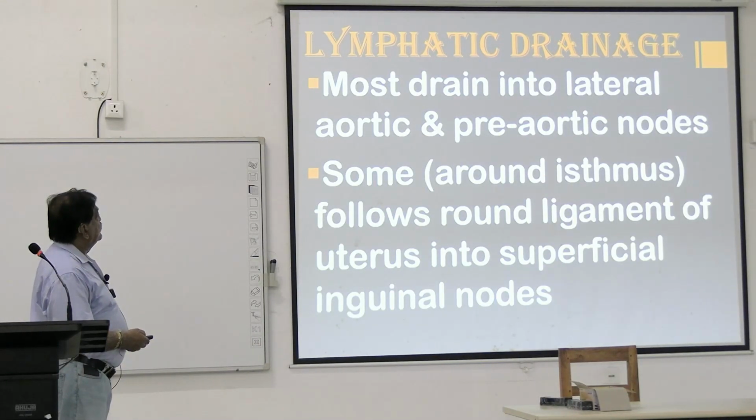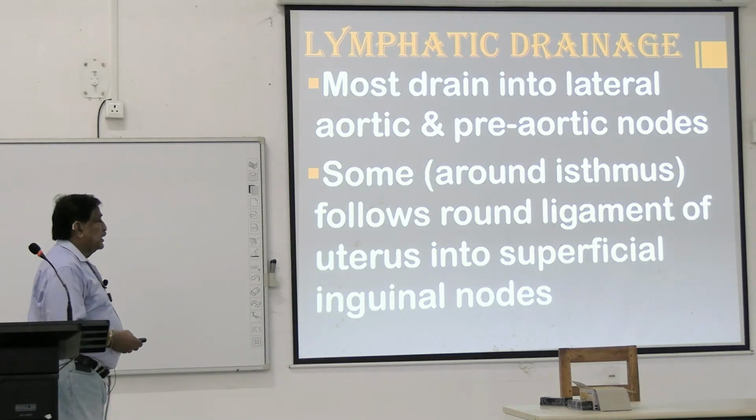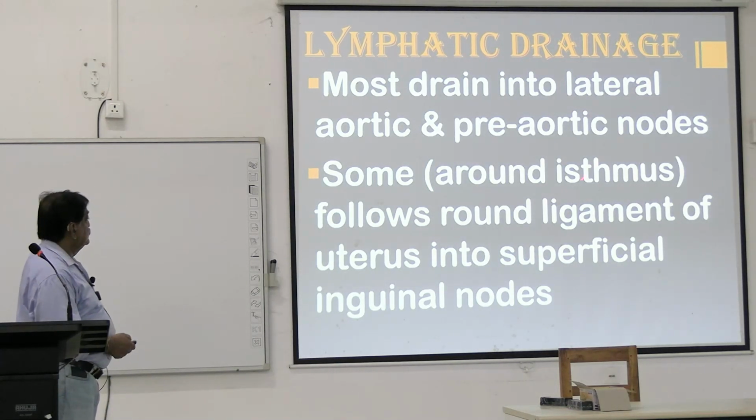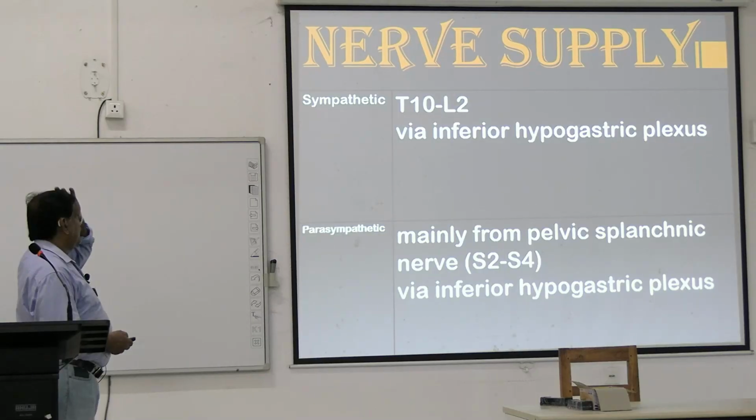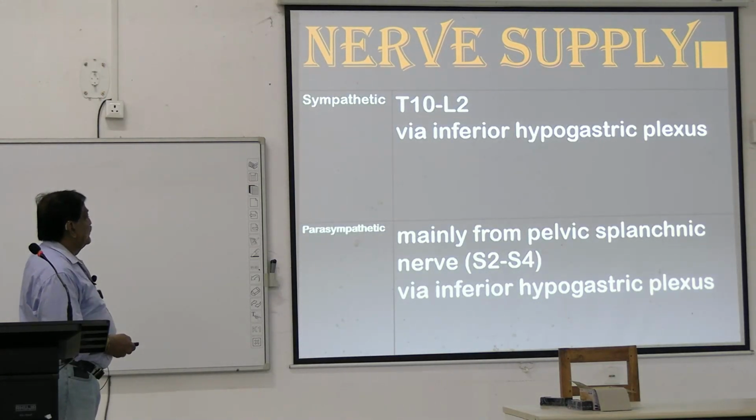Lymphatic drainage: drains into the lateral aortic and pre-aortic nodes, some around the isthmus follow the round ligament of the uterus into superficial inguinal nodes. Nerve supply: sympathetic T10 to L1 by inferior hypogastric plexus, parasympathetic mainly from pelvic splanchnic nerves S2 to S4 by inferior hypogastric plexus.